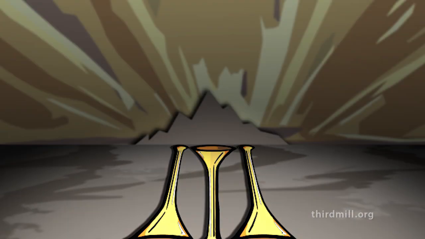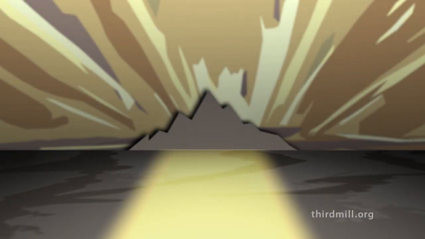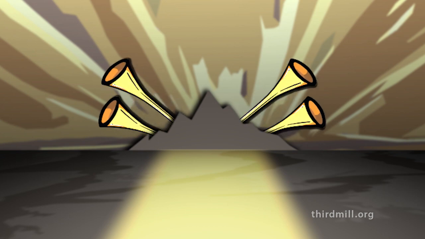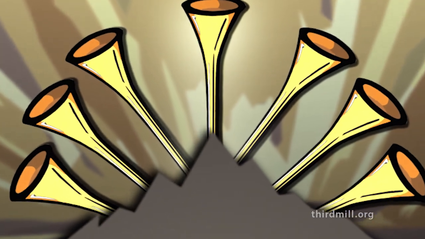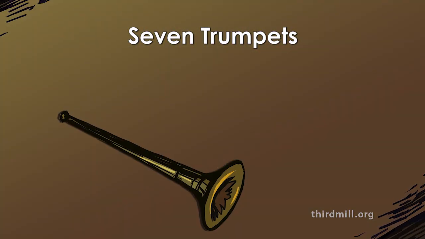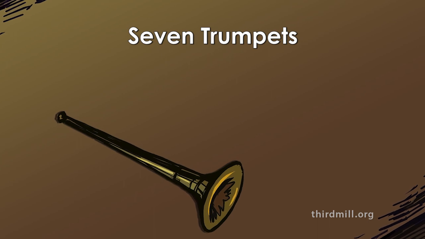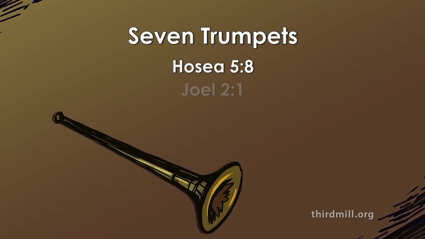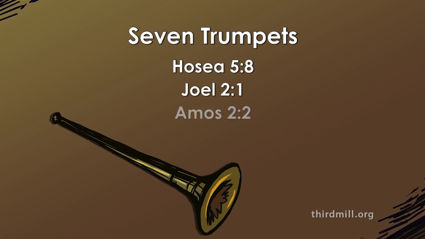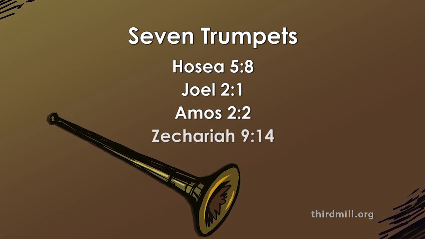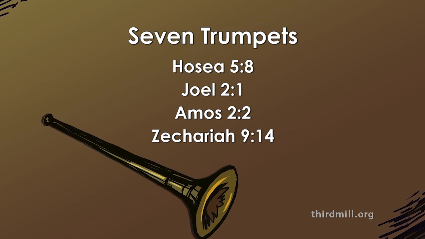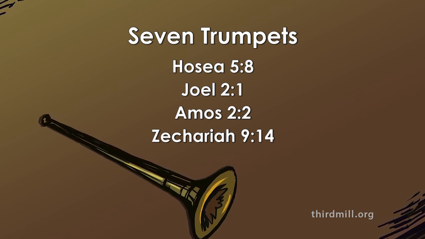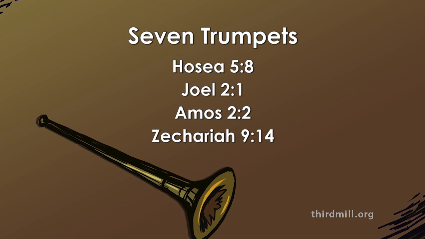It's important to see that the vision of seven trumpets is structured similarly to the vision of the seven seals. The vision presents six trumpets, followed by an interlude, and then the seventh trumpet. These trumpets recall the trumpets in Old Testament prophetic passages like Hosea chapter 5, verse 8, Joel chapter 2, verse 1, Amos chapter 2, verse 2, and Zechariah chapter 9, verse 14. They're trumpets that sound when God comes with his angelic armies, calling the heavenly host to war against God's enemies.